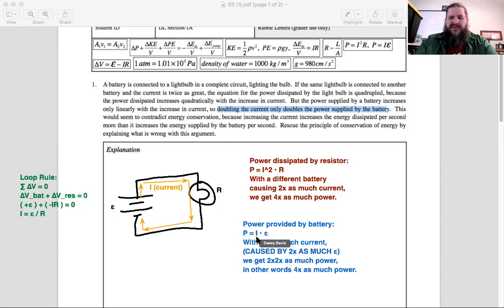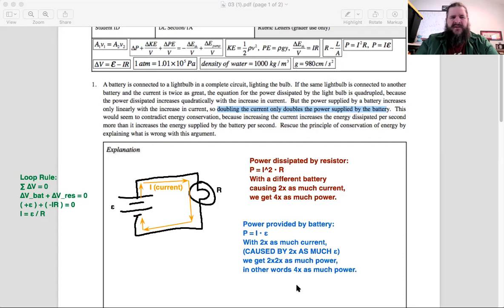Or if you look at it as current times voltage, you're doubling the current, but you're doing so by also doubling the voltage. So both of those get doubled, the times 2 and times 2 combine to get times 4. So either formula actually does lead to 4 times as much power if you double the current by doubling the strength of the battery.